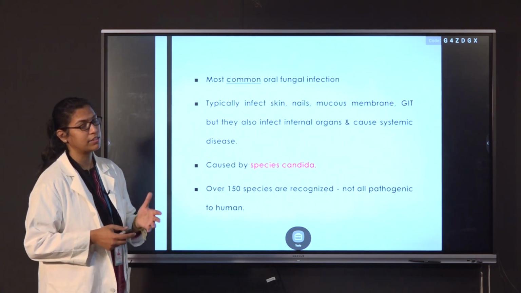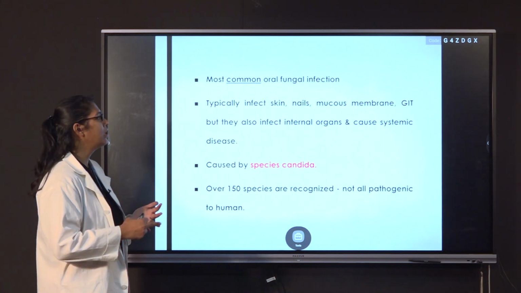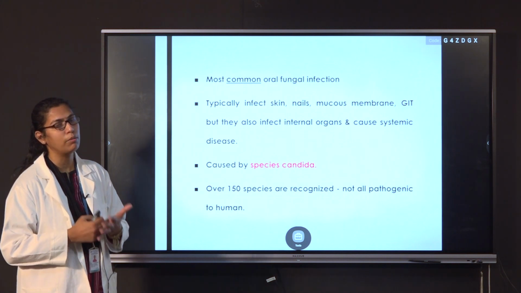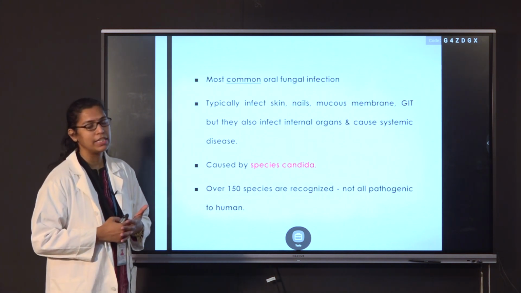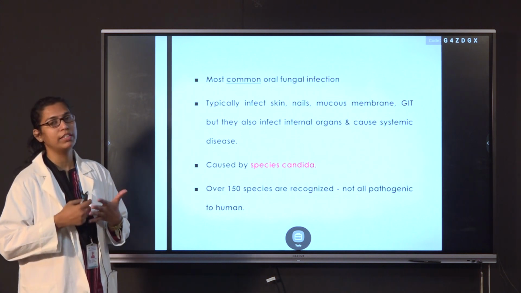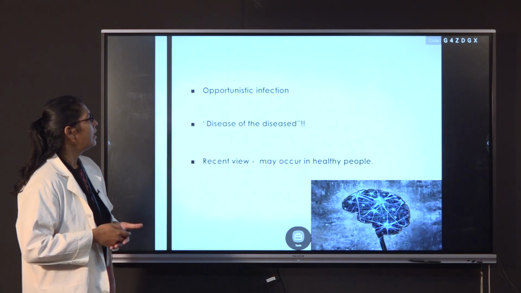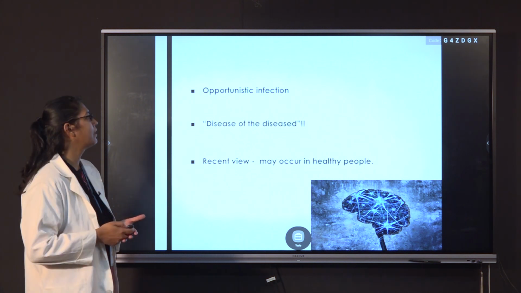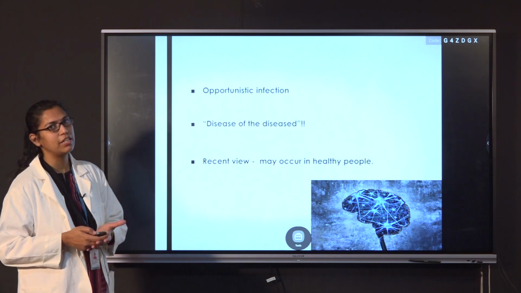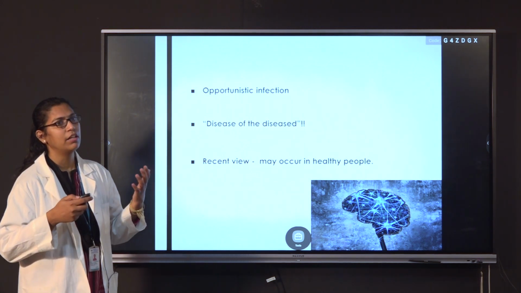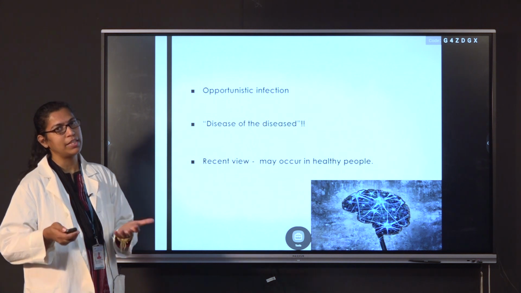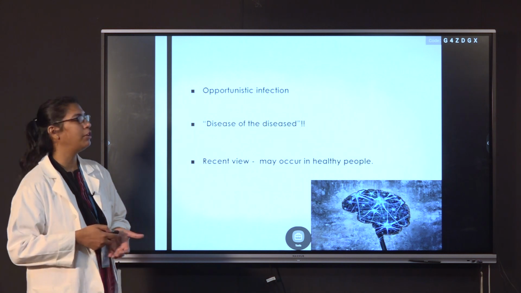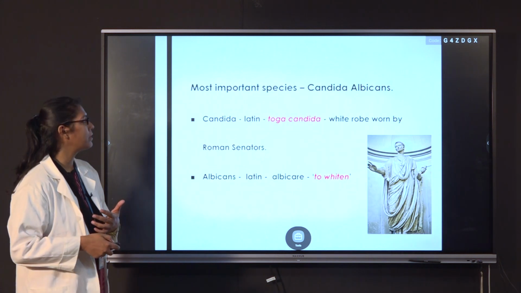It typically infects, other than the oral cavity, the skin, nails, mucous membranes, GIT, and also internal organs. It can affect all parts of the body and is caused by the species Candida, of which there are more than 150 species. Candida albicans is the most common opportunistic infection we see in the oral cavity, and that is why it is called the disease of the diseased. It is also seen in healthy individuals due to immunosuppressive agents.